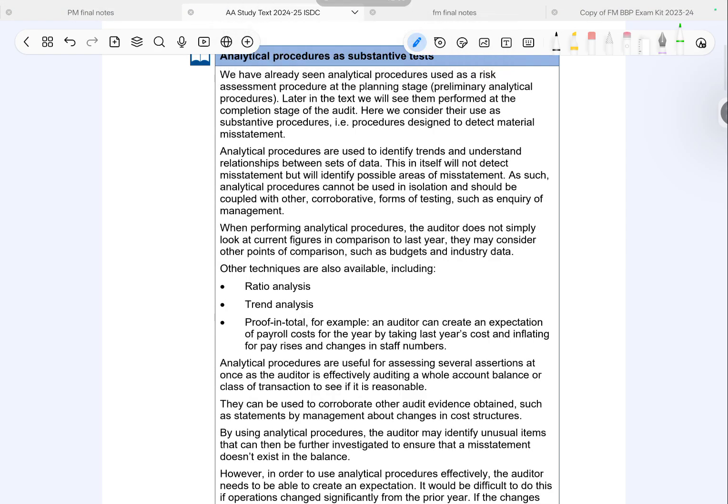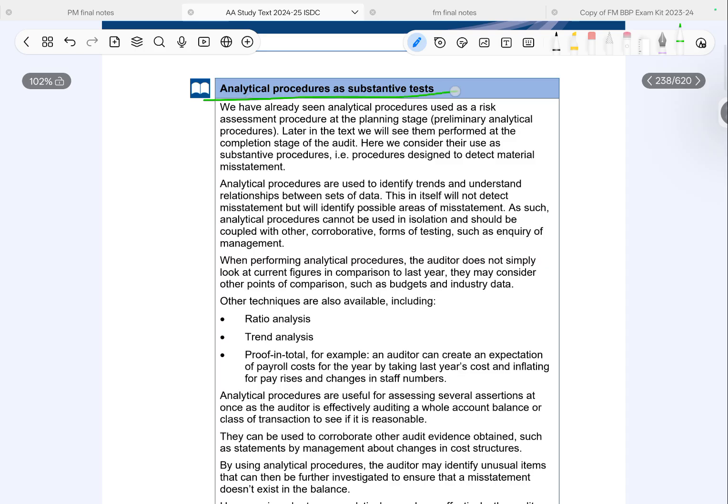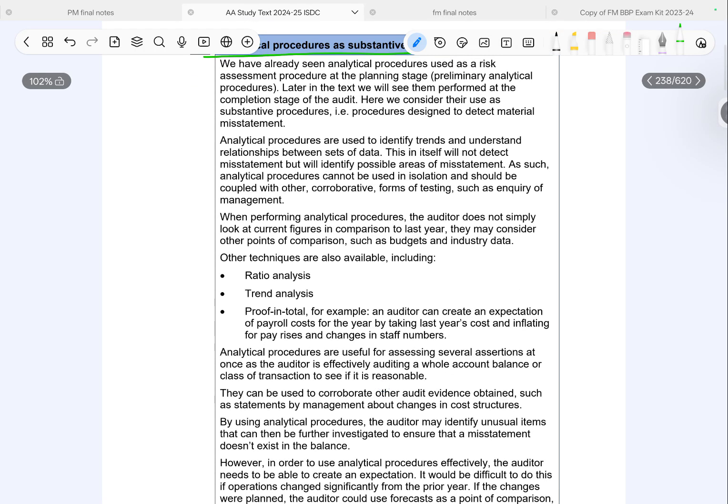Okay, so let's understand analytical procedures as substantive tests. We have already seen analytical procedures at the planning stage, but here they are used to actually detect misstatements. Basically, they help identify trends and relationships in data. Now, important point: they don't directly find errors; they just highlight areas where errors might exist. So they can't be used alone. They must be combined with other procedures like inquiry or test of detail.